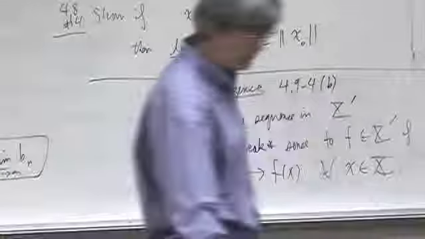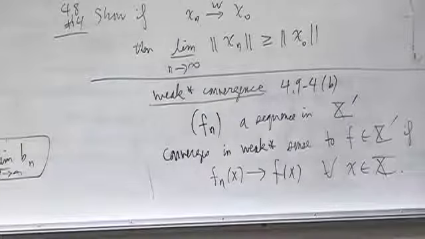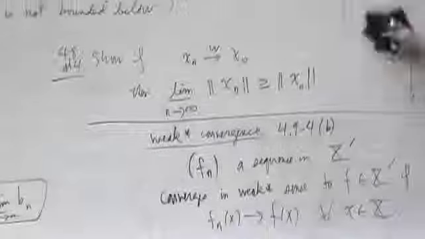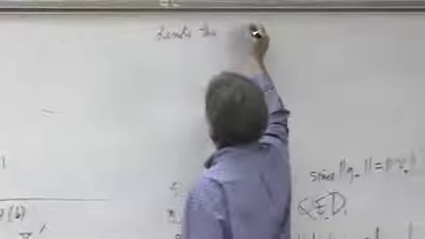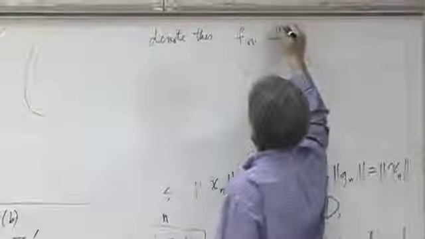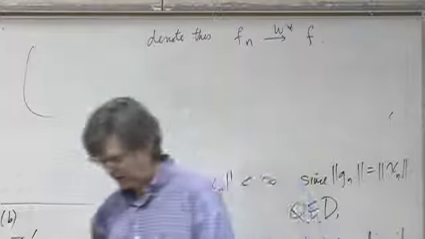So that's the weak star, and then you write Fn with a w star over the arrow. Denote this: Fn goes weak star to F. That's all you're going to do.